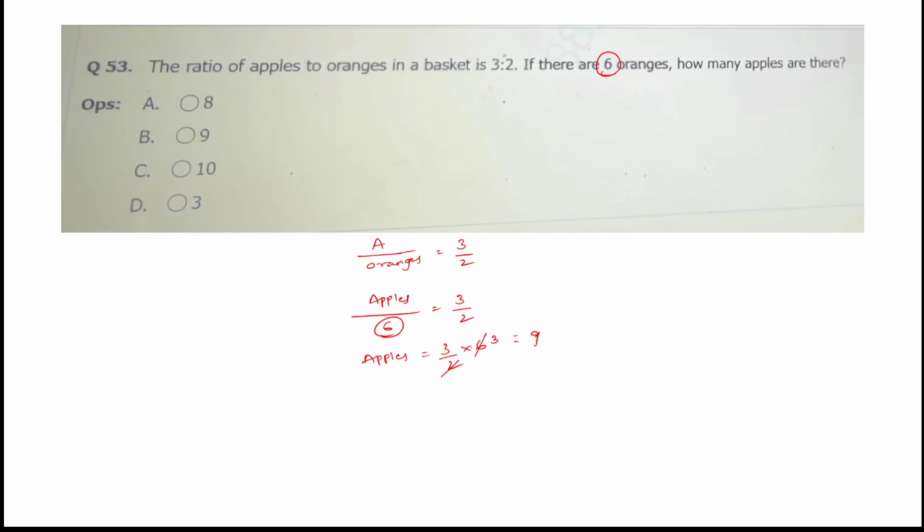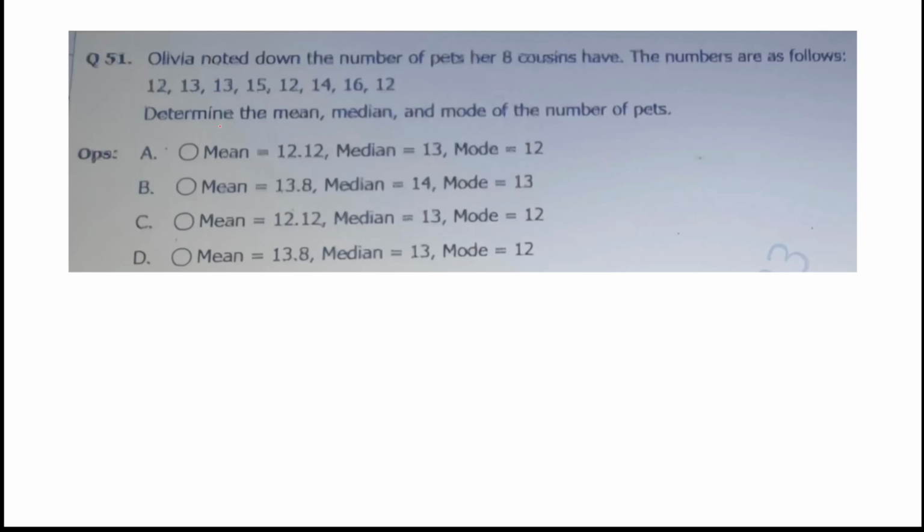So in the basket, there are 9 apples available. So the answer is 9, that is option B is correct. Let's see the next question.